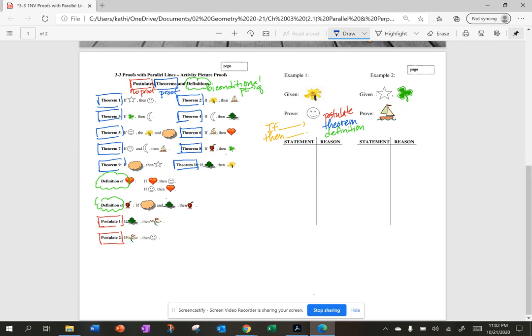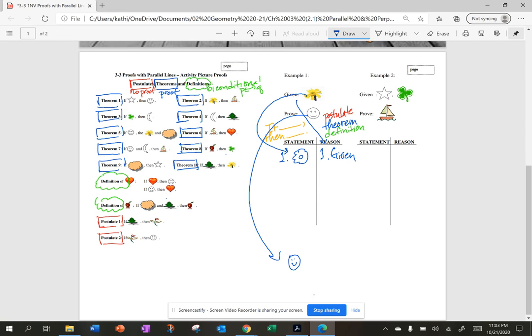So we've done proofs a couple times now. So whatever I begin with, I write down in the first statement. So I'm given a flower. So this is my first statement. I'm going to just draw it as a flower. So I'm given that, and the first reason is going to be given. And I'm trying to prove a smiley face. So at the end, I have a smiley face.